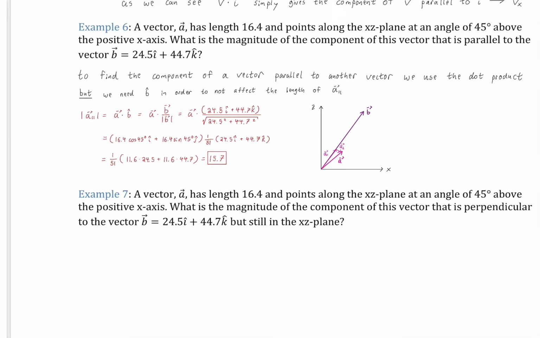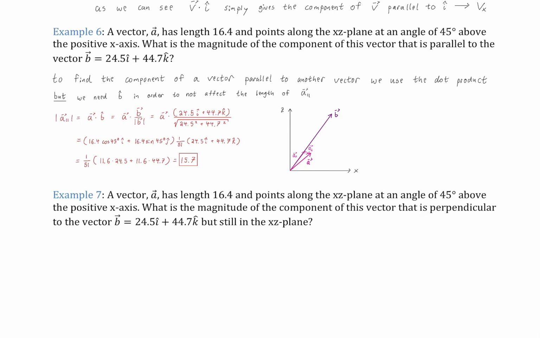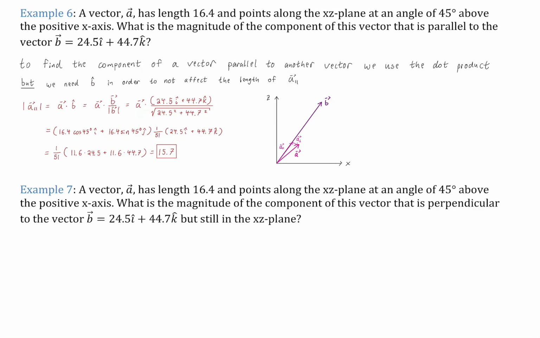And then in example 7, I say, okay, well, what is the component? Otherwise the problem is set up the same: vector A, same length, same angle between x and z. But now I want the component that's perpendicular to the vector B. Some people might think, oh, wouldn't you use the cross product in that case, because dot product is all about things that are parallel, and cross product is always about things that are perpendicular?